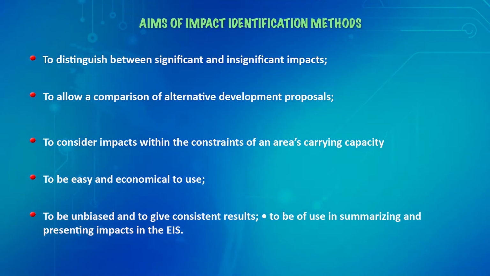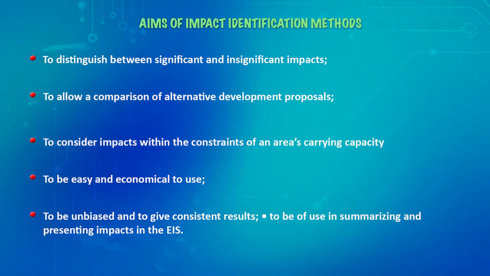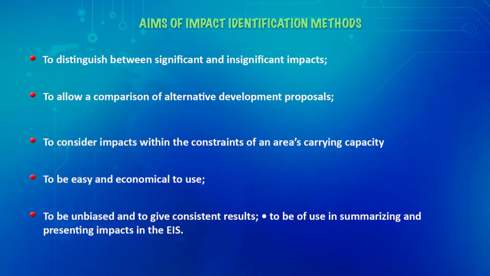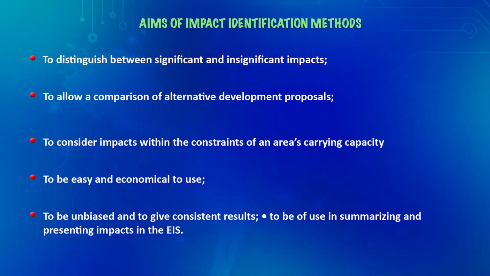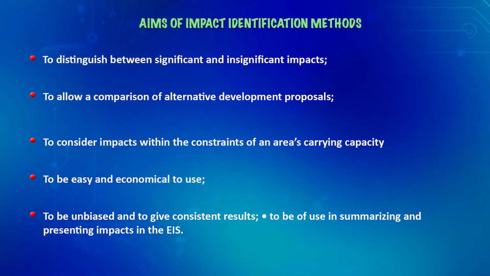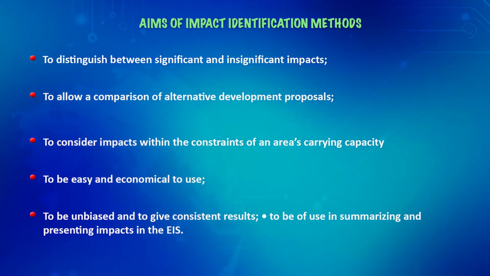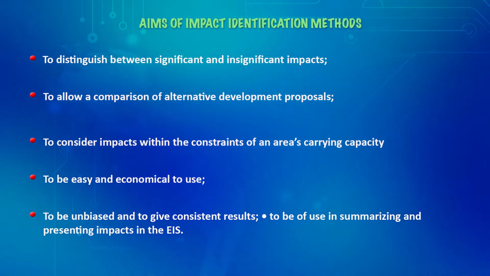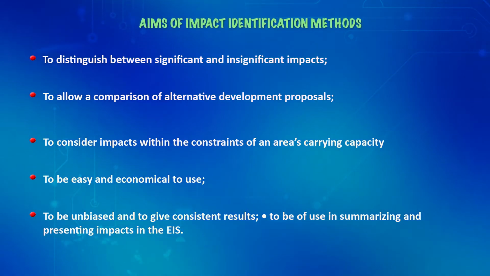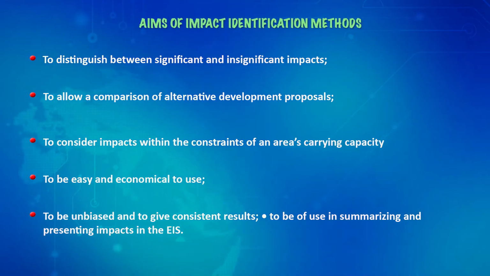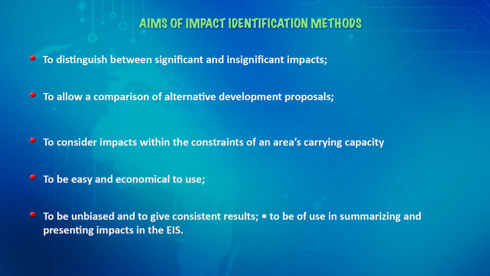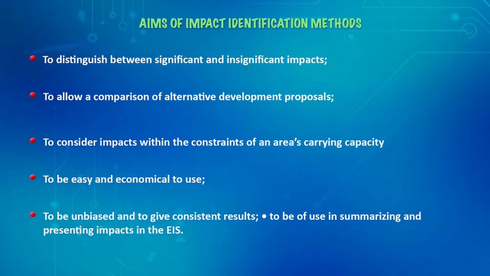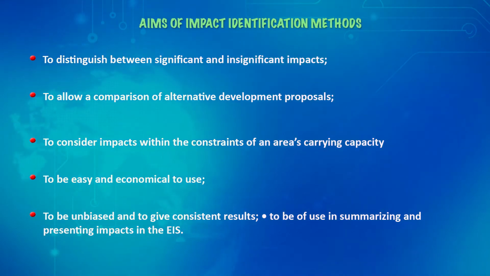And the next one is that these methods, whatever we are talking about, should be easy. It should be economical in use, and very importantly, it should be reproducible. It is the most important thing, because along with simplicity, it should be reproducible, and definitely the integrity aspect has to be maintained. Integrity means that these methods should be unbiased in nature, and they should give consistent results. That is the meaning of reproducibility. And definitely all these things will be summarized in the environmental impact statements.